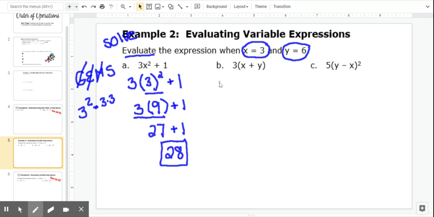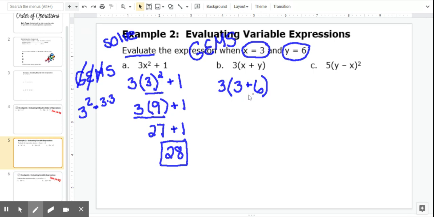So again, I'm going to rewrite the problem, but I'm going to take out the x. I'm going to look at the directions and plug in 3. And then I'm going to take out that y, look at the directions and plug in 6. Let's follow GEMS. G stands for grouping symbols.